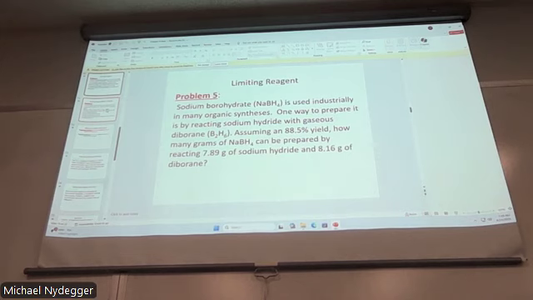We get then NaBH4. Now we've got to balance this. What are we going to do with that? If I put a 2 there, it gets me 8, right? And I think I can put a 2 there. Does that seem balanced?